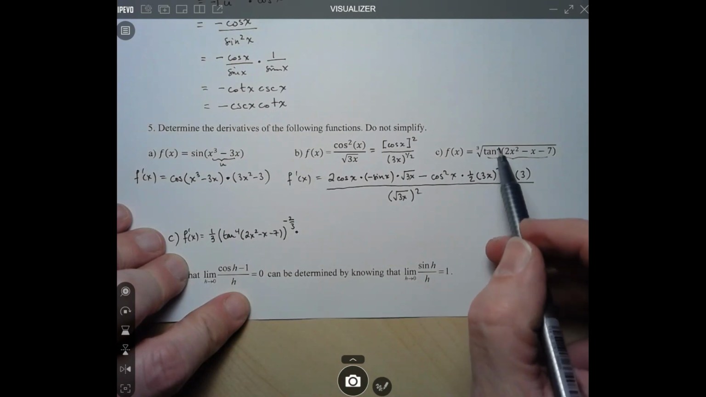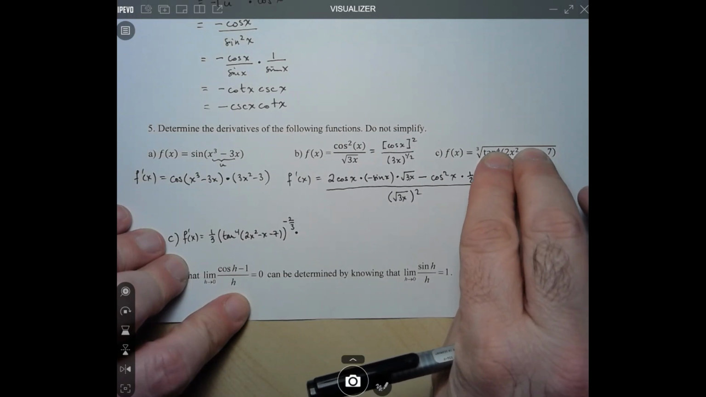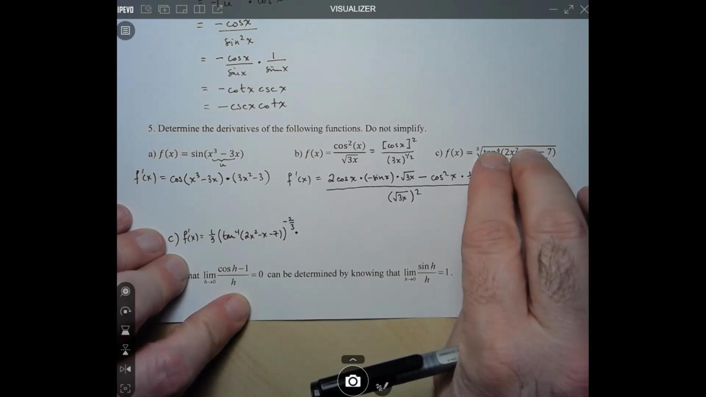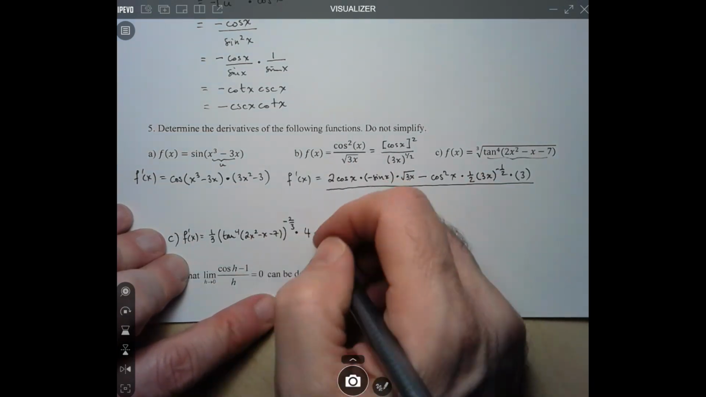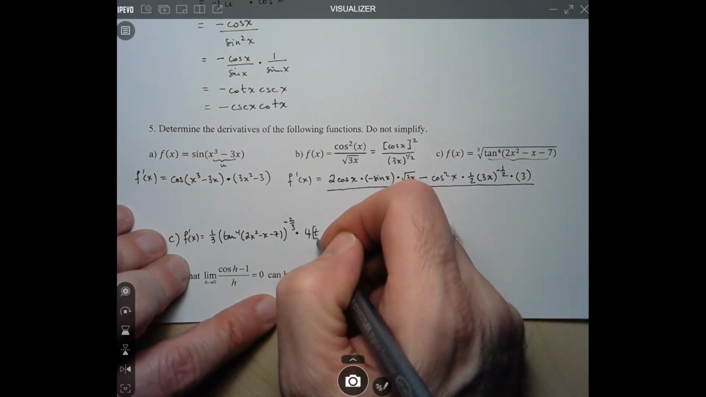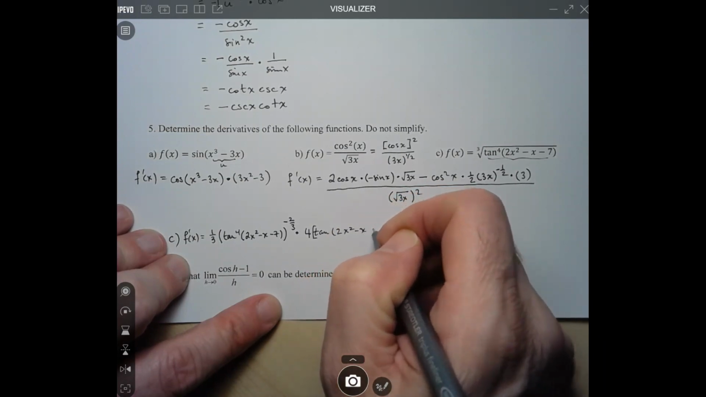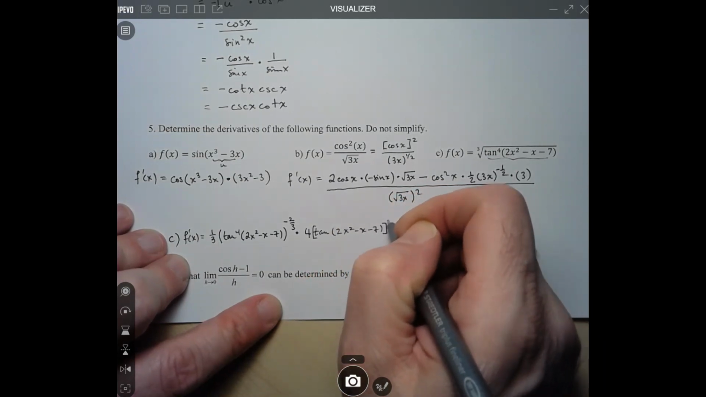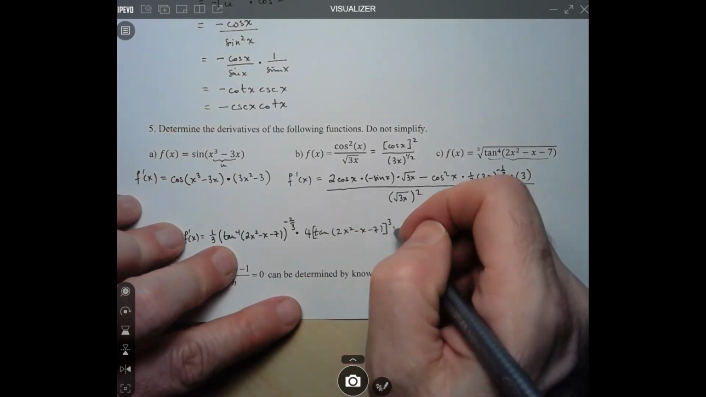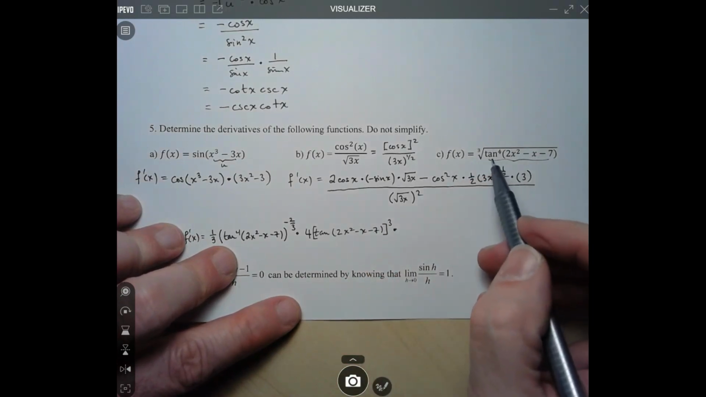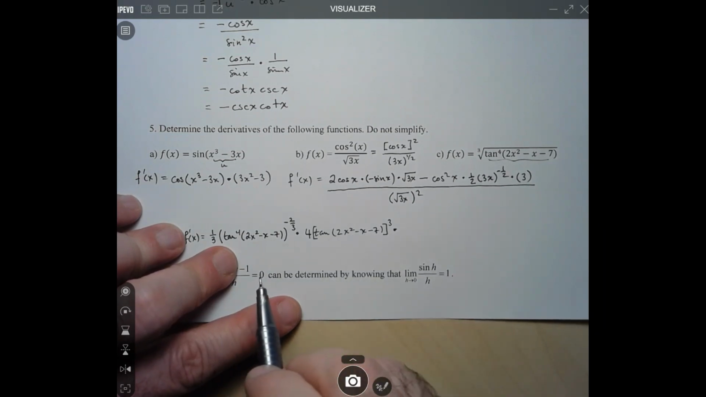But remember what tan to the 4th of this thing represents. It represents the tangent all to the power 4. So my next function is like v to the power 4. So that's going to be 4 times v. I should put brackets here, which is tan of 2x squared minus x minus 7 all to the power 3. So 4v cubed. And now I have to multiply it by the derivative of that inside function, which is going to be the tangent of 2x squared minus x minus 7.